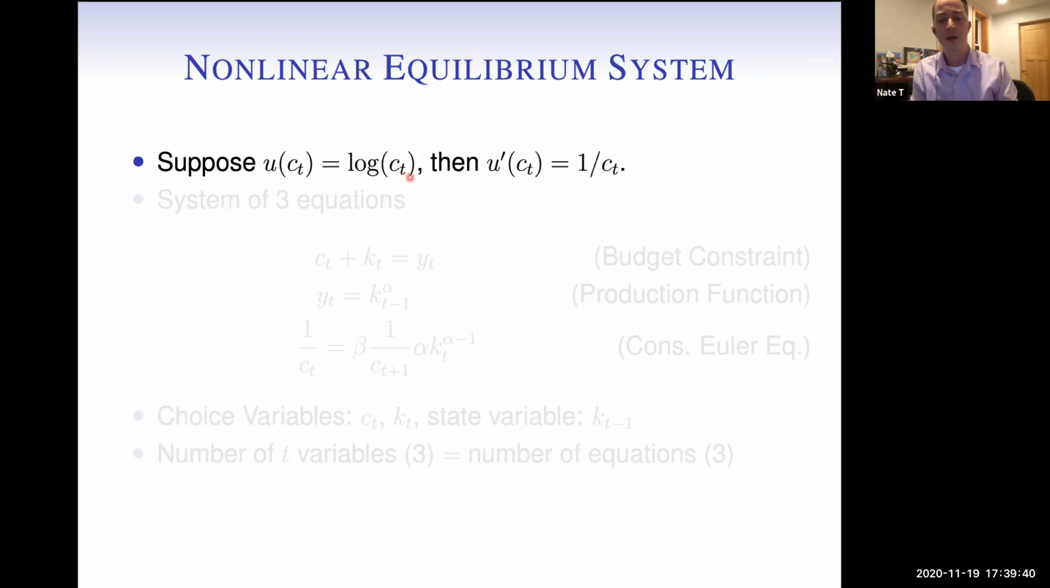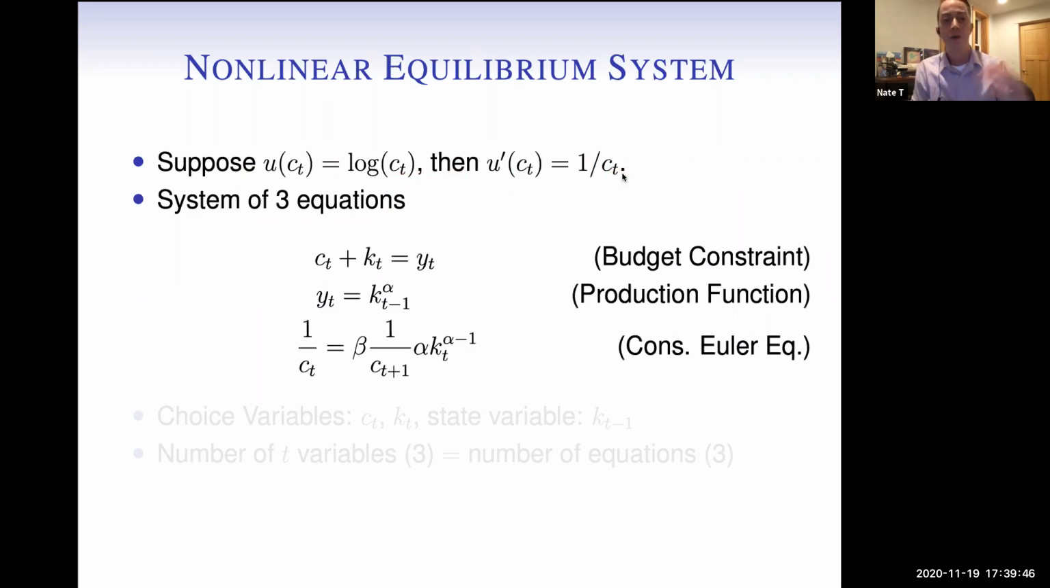Then you can take the first derivative, that's 1 over C_t. The whole dynamic model is described by these 3 equations. You've got the budget constraint, you've got the production function, you've got this consumption Euler equation. The Euler part is just the fact that it's a dynamic equation in consumption. So consumption today and consumption tomorrow.